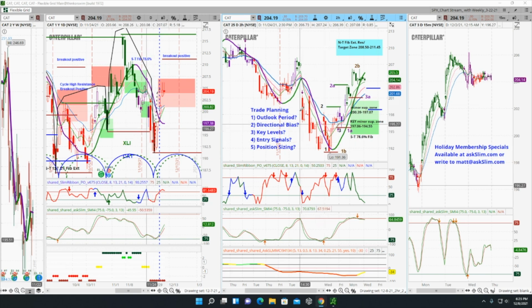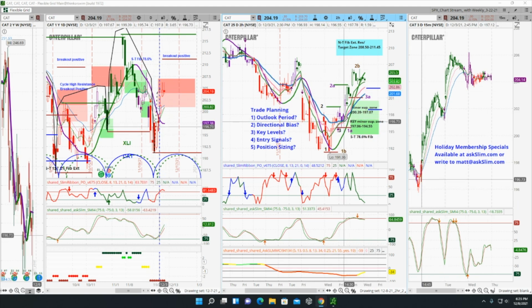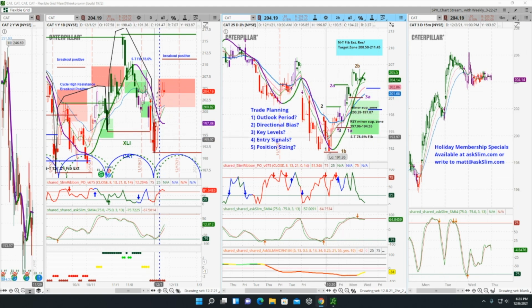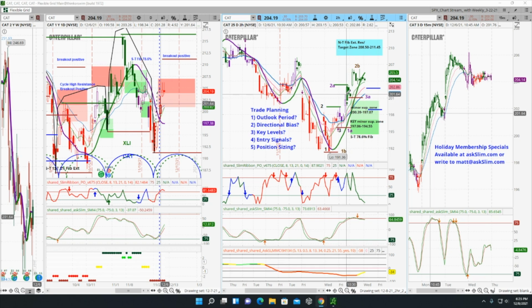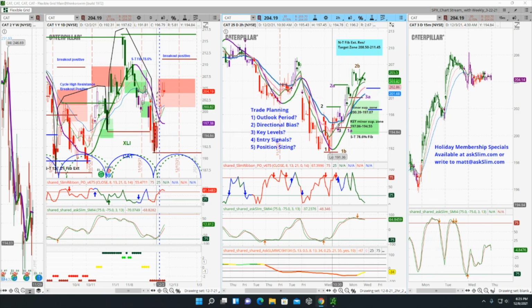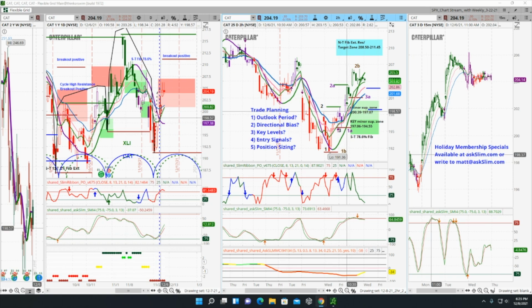Both of our momentum indicators on the 2-hour chart are currently positive. You can see that the Reversal Scout here turned positive on 12/2, and you can see that the Slim Ribbon turned positive on 12/6. So this would suggest that our directional bias for our current trade planning should favor long side strategies.